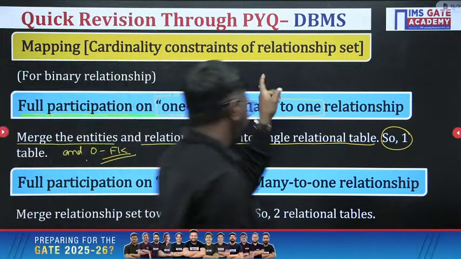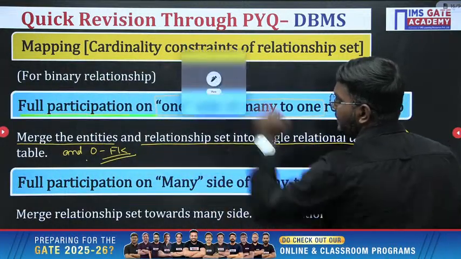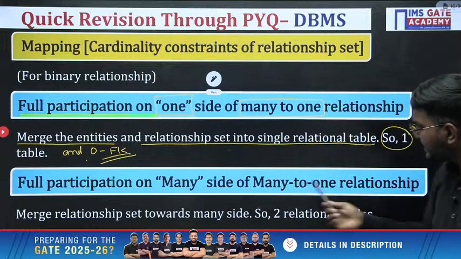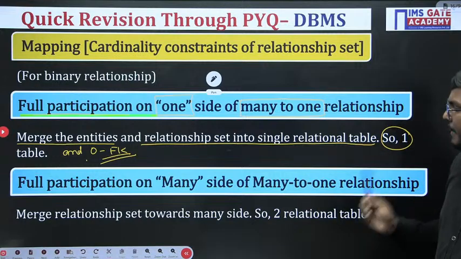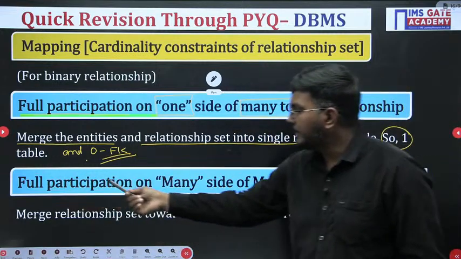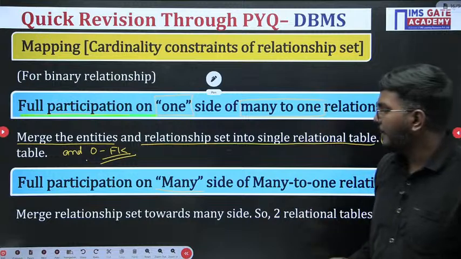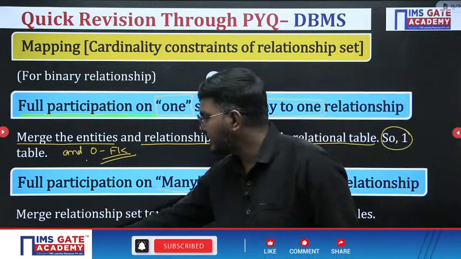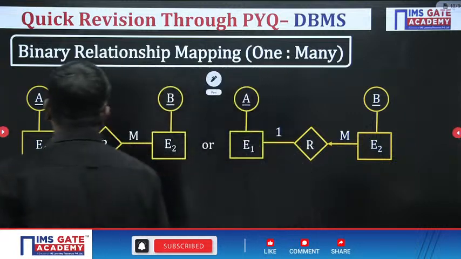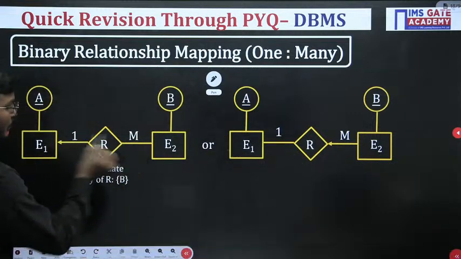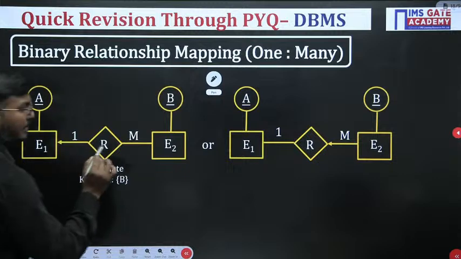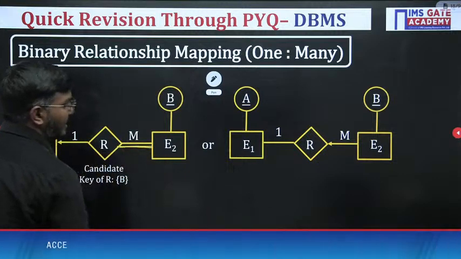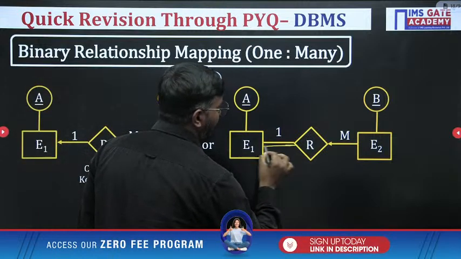Fine. Now see the other case here. The mapping is the same: many to one, but the full participation is towards the many side. Now the full participation is towards the many side. Now see, in this case, let's take the same here. The mapping is one to many. Now keep the full participation towards the many side here. So towards the many side we have the full participation.